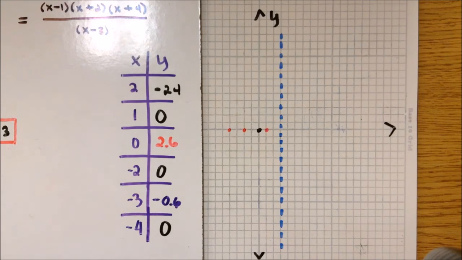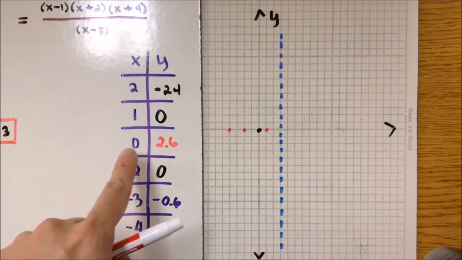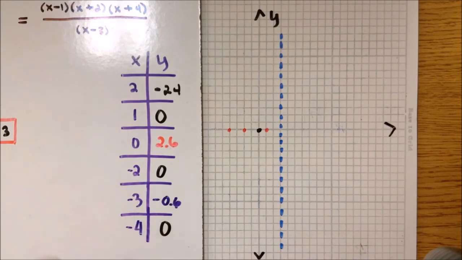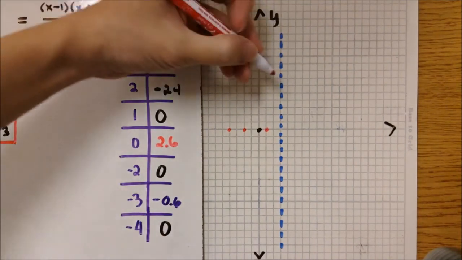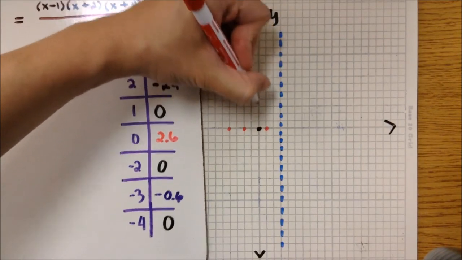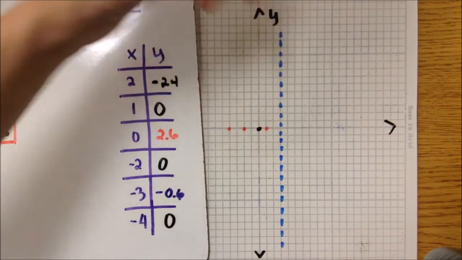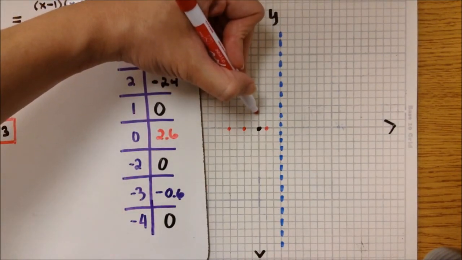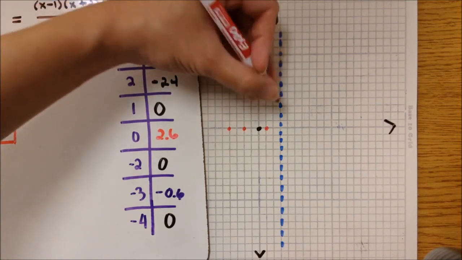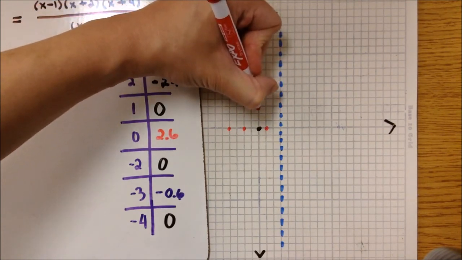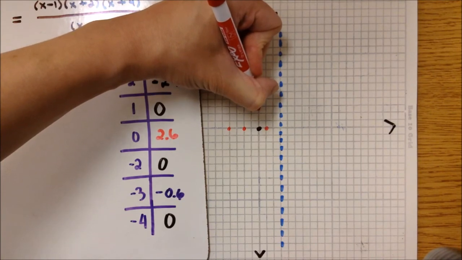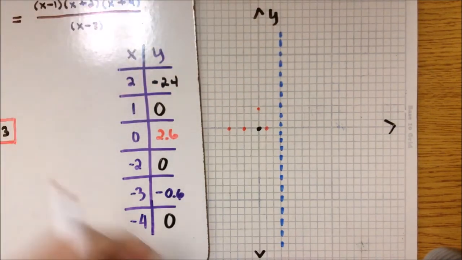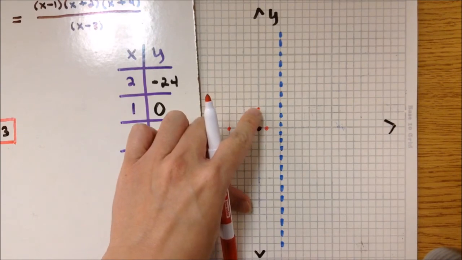Now, our y-intercept is going to be 2.6. Now, it's a decimal, so that means that it's going to be hard to be precise. But here's our y-axis, so x equals 0. Now, our y-intercept is 2.6. So 1, 2. Now, 2.6 is more than halfway between 2 and 3. So I'm just going to mark it between 2 and 3, but close to 3. So that's our y-intercept. So here's 2 and here's 3.